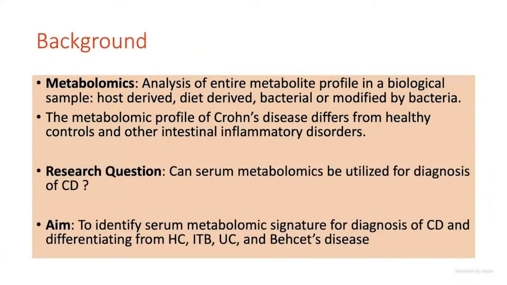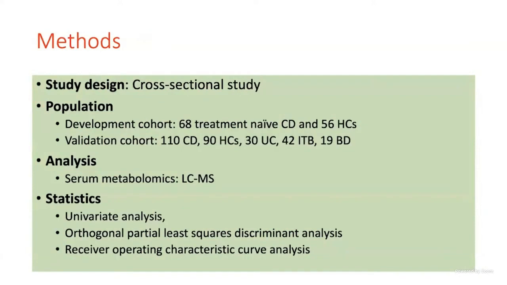So the authors asked whether serum metabolites can be used for diagnosis of Crohn's disease, and they tried to identify the serum metabolic signature for diagnosis of CD and differentiate it from healthy controls, TB, ulcerative colitis, and Behcet's disease. It was a cross-sectional study which had two cohorts. The developmental cohort included patients with treatment-naive Crohn's and healthy controls, and the validation cohort included Crohn's disease patients, healthy controls, UC, TB, and Behcet's disease.